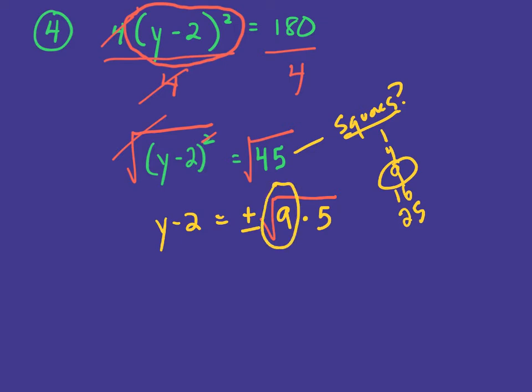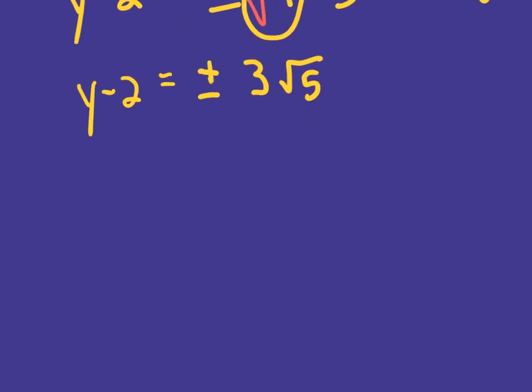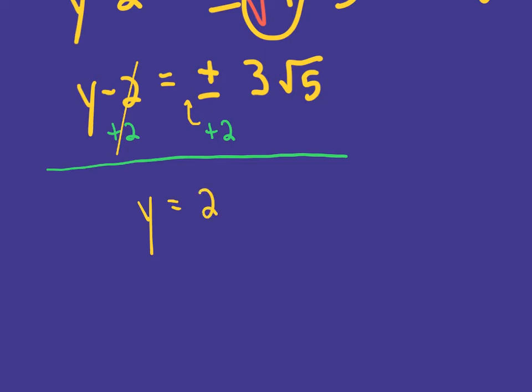Square root of 9 is 3, so we've got y minus 2. I'm going to ignore the left just for a minute. Square root of 3, square root of 5. And then our last step here, unlike the other ones, is to get that y all by itself. So what we've got to do there is just to add 2. And you'll want to put that 2 here in front of the plus minus. So on the left, we're just left with y, and on the right we've got 2, then plus or minus 3 square root of 5.